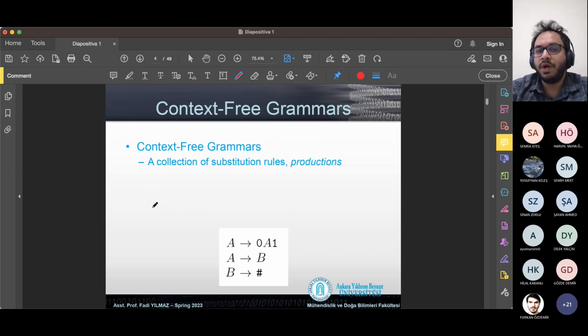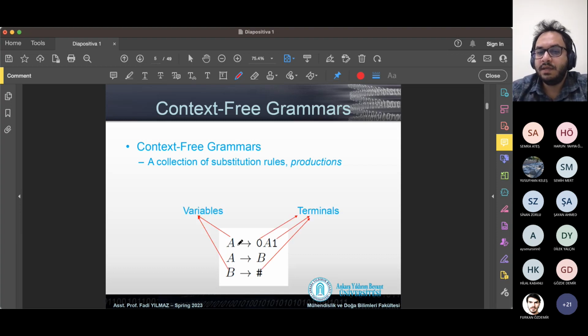So let's start with what context-free grammars are. Let me introduce them to you. A context-free grammar has a collection of substitution rules, which are also called productions. This rule says that when you see a capital A, you can replace it with 0, capital A, and 1.